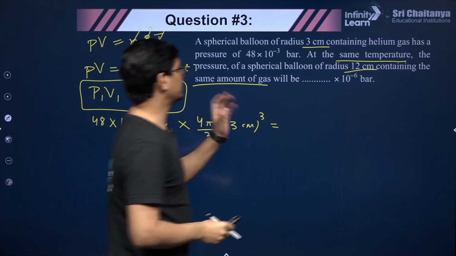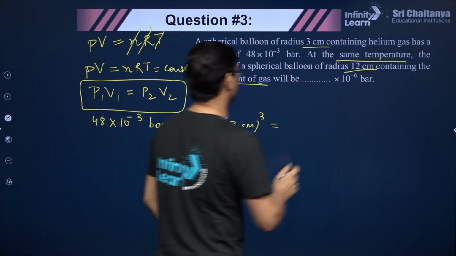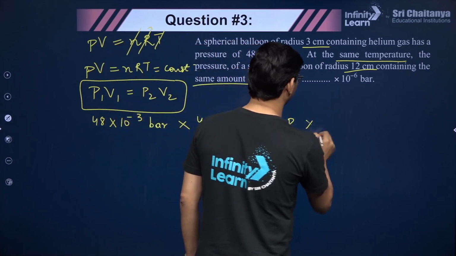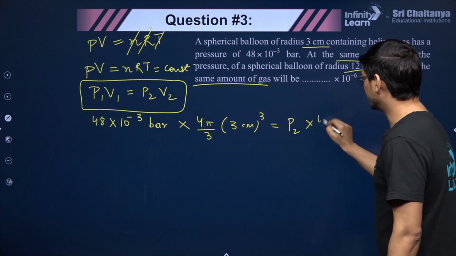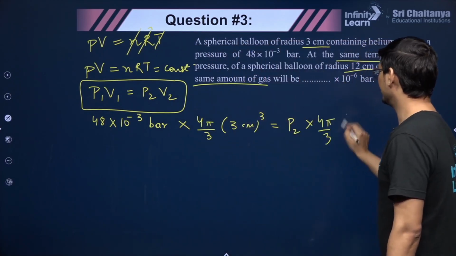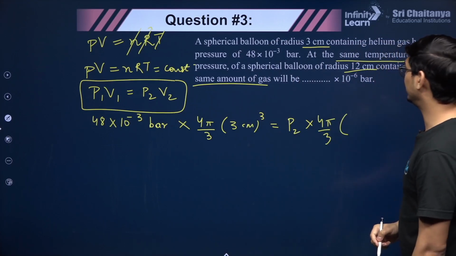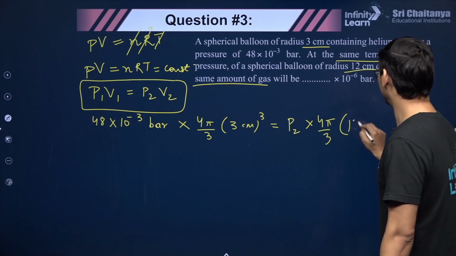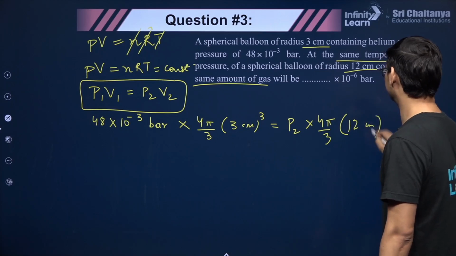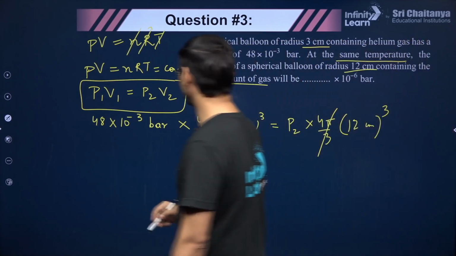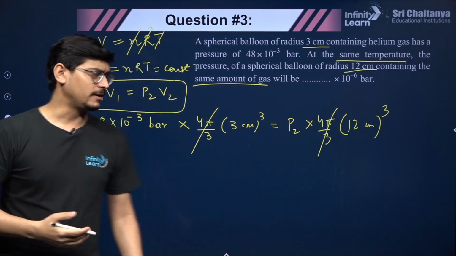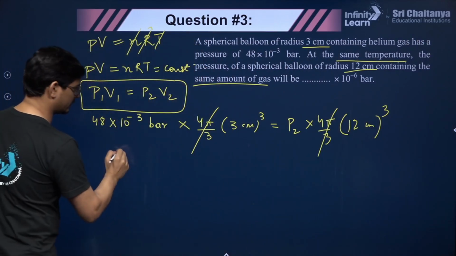Now at the same temperature, what will be the pressure? Pressure is something we have to calculate. What will be the volume? Again, because the balloon is spherical, it will be 4 pi by 3, and this time the radius of the balloon is 12 centimeter, so that is to the power cube. So this will be cancelled out, and now you can calculate what will be the pressure.